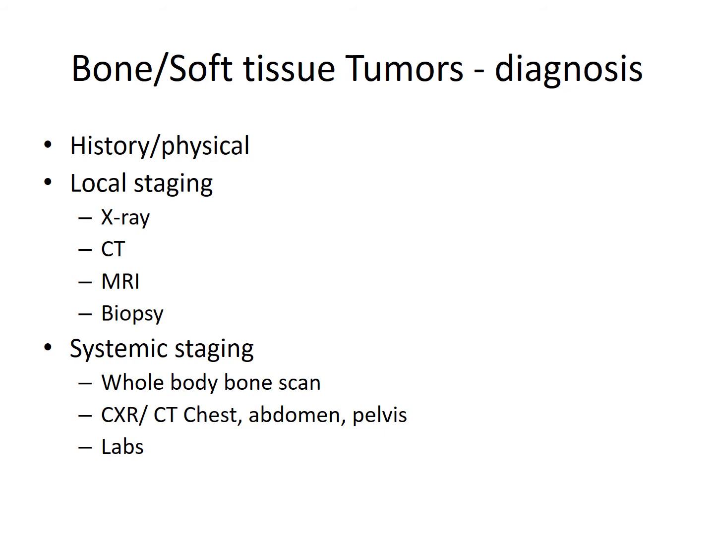Local staging involves just the bone lesion at hand. Systemic staging includes a whole body bone scan, a chest x-ray to look at the chest, obviously, CT chest, abdomen, pelvis, and potentially labs.